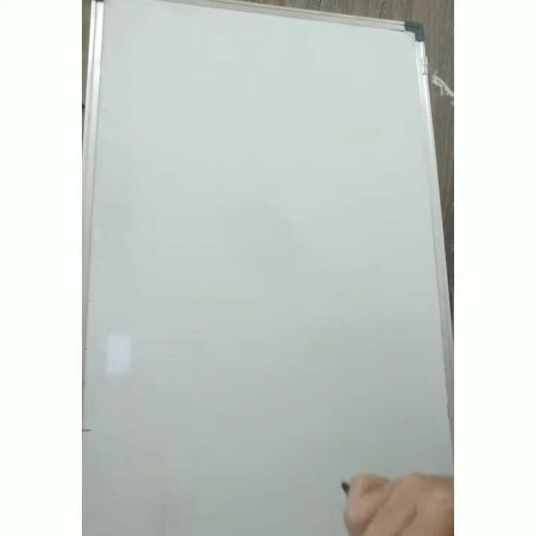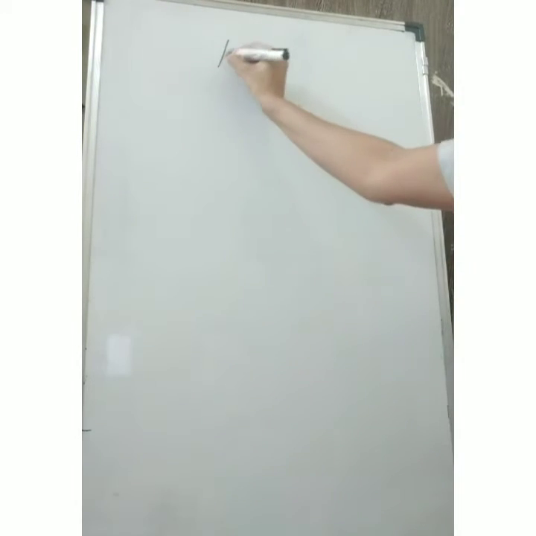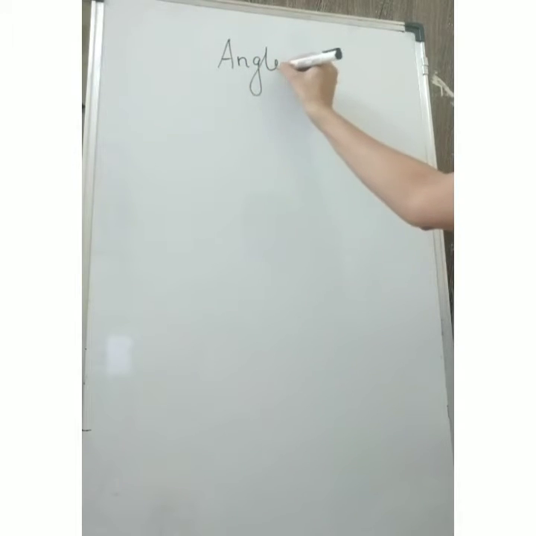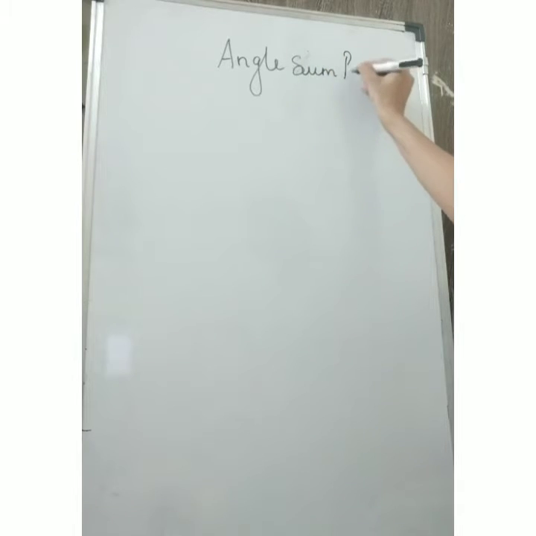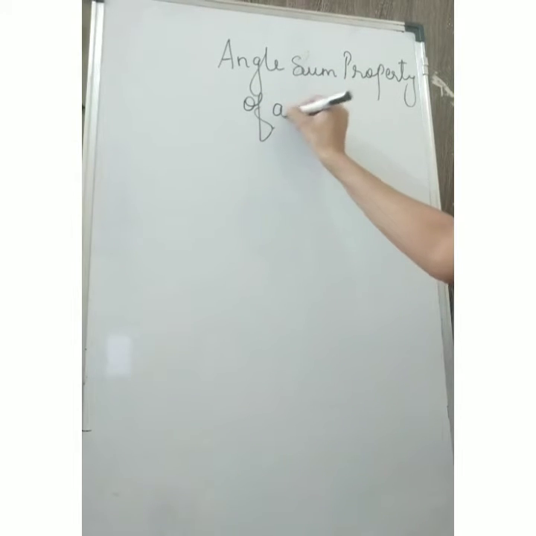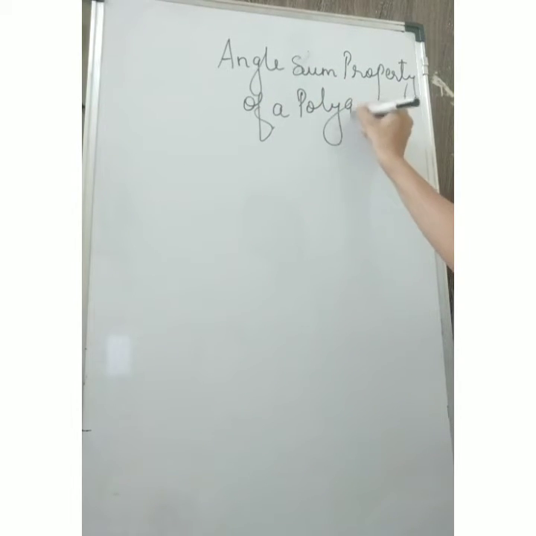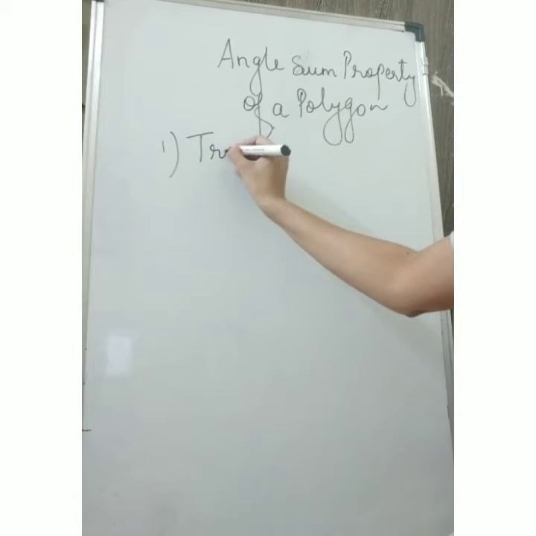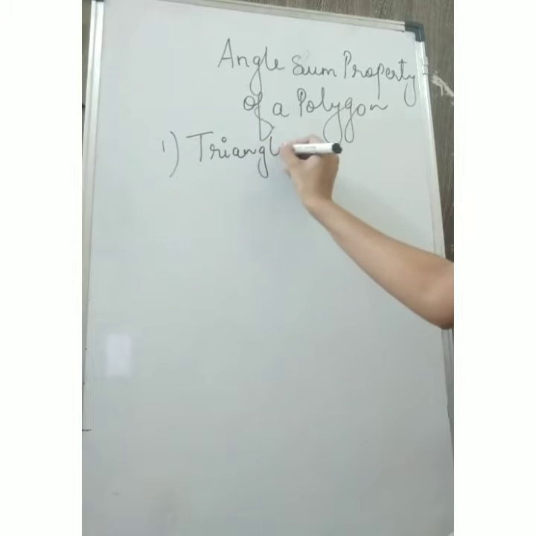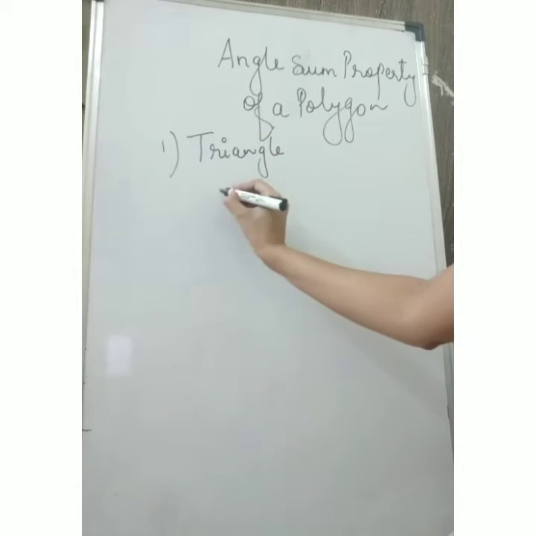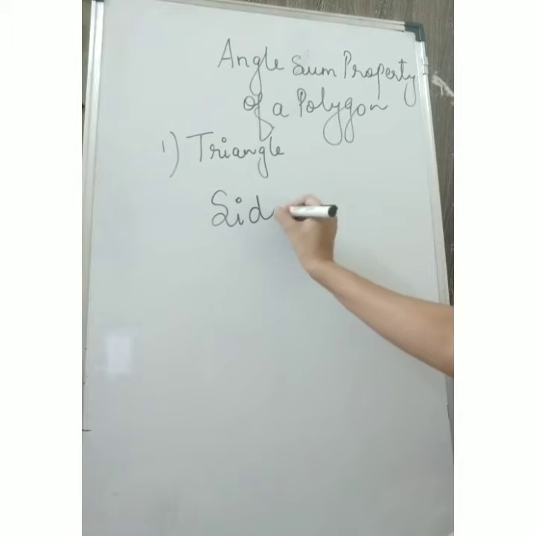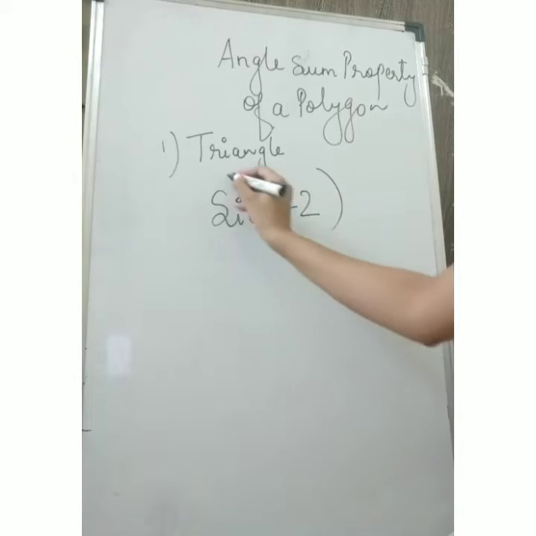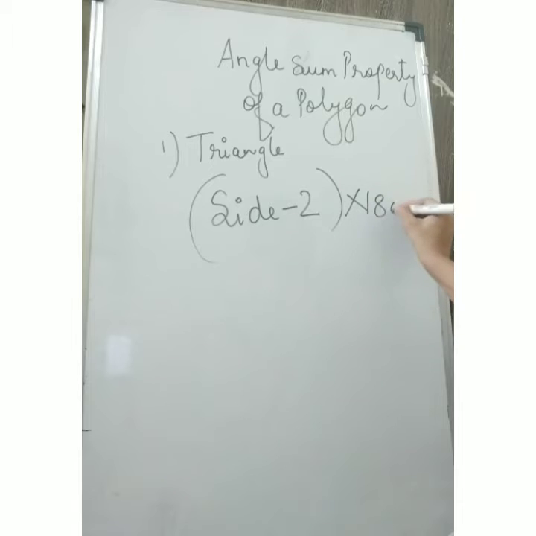So students, I am telling you one simple trick to find the angle sum property of a polygon. The angle sum property of a polygon. So I will start with the triangle, then I will move on and explain. Now the formula is sides minus 2 into 180 degrees.